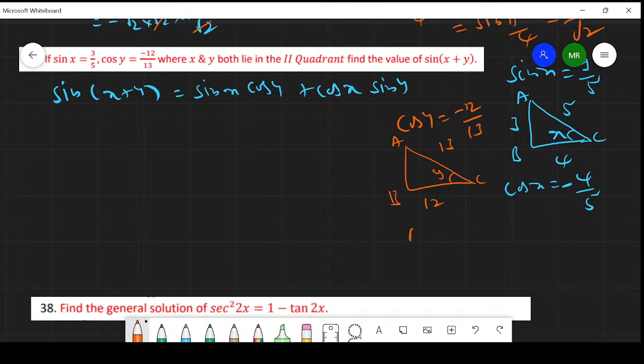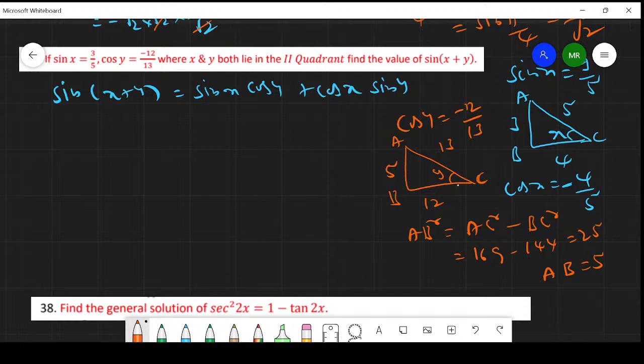I want AB square. AB square means I can write AC square minus BC square, right? The same concept you can use as in the previous one. AC square 169 minus 12 square 144 comes 25. Then AB is equal to 5. The length AB is equal to 5.